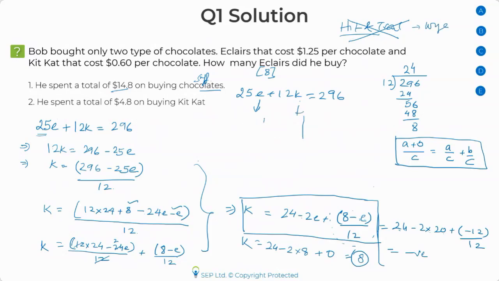You'll put E equal to 1, E equal to 2, 3, 4. You have to end up putting 8 values to check when you will get 296. And that's not a very smart way of solving a question. So I would recommend sticking to this methodology if you can.